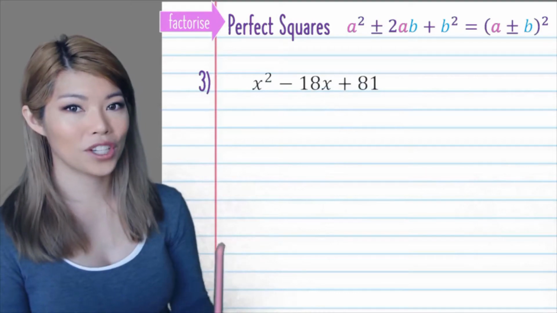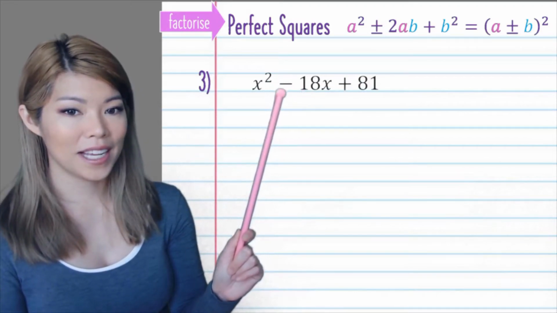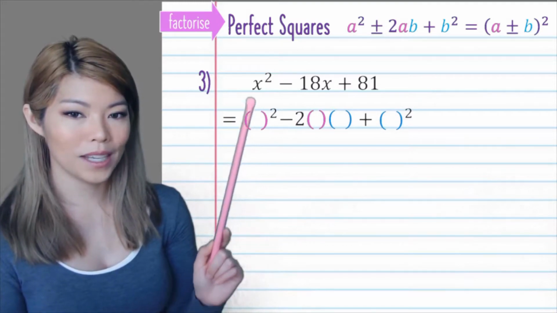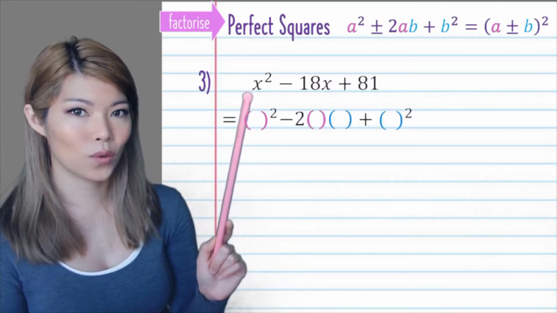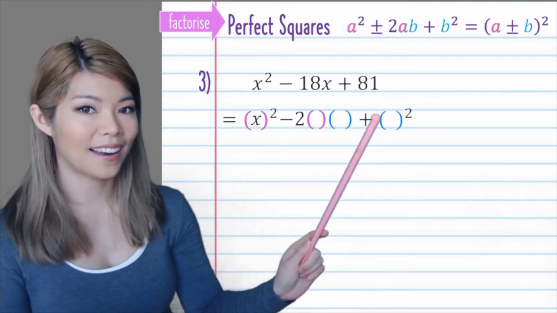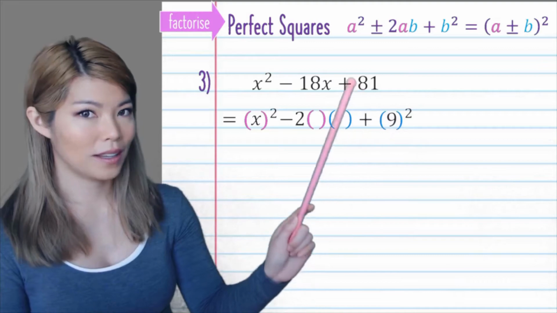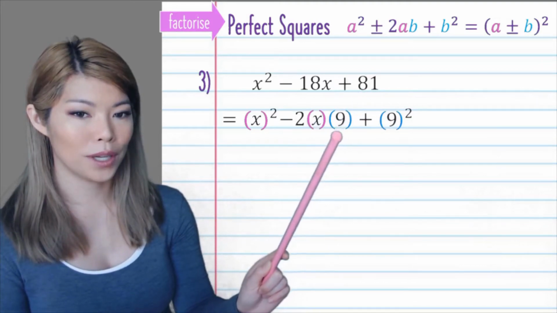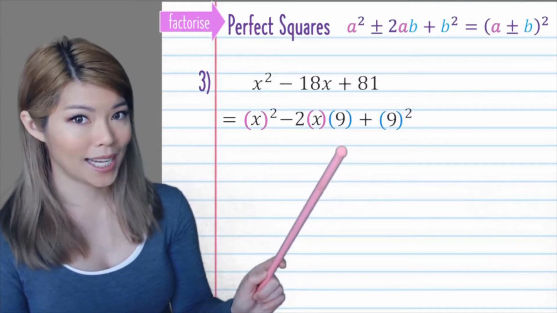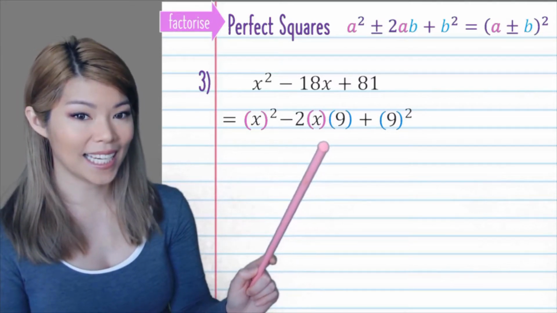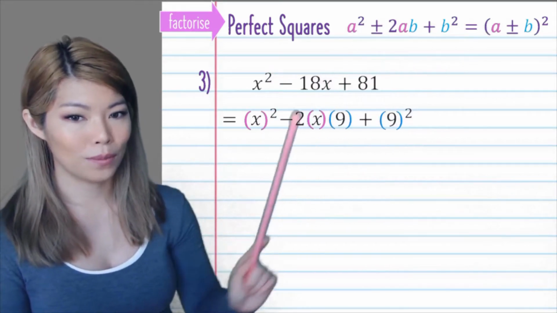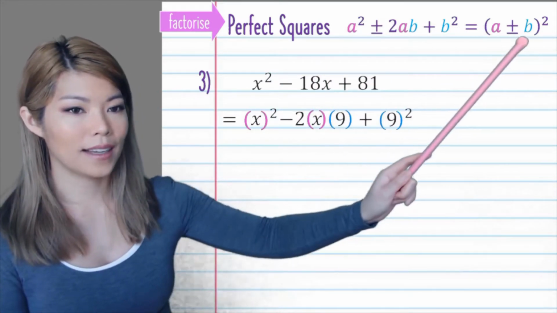Let's try another question, this time with a negative. If there's a negative, then make sure that you have the negative in your brackets as well. So here we have what squared gives us x squared, that's x. What squared gives us 81, that is 9. So 9 squared gives us 81. So we can fill in the middle two terms, x and 9, and double check. Minus 2 times 9 is minus 18 times x is minus 18x, which is correct. And now we have our a, or our first term, to be x, and our b, or our second term, to be 9.